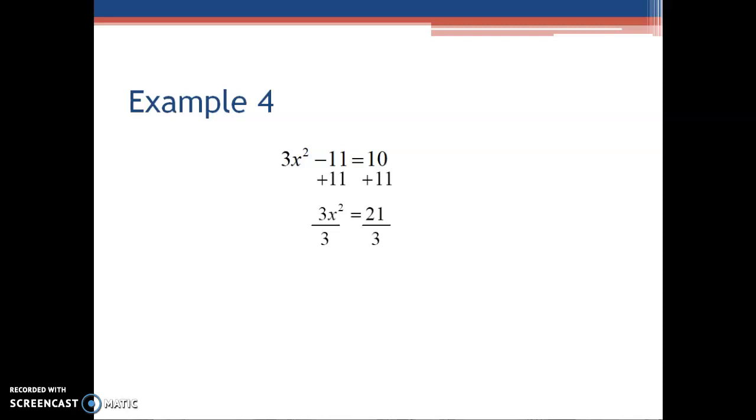We'll divide both sides by 3. We have x squared equals 7. Now even though 7 itself is not a perfect square, we can still take the square root of both sides. We'll just leave it in radical form.